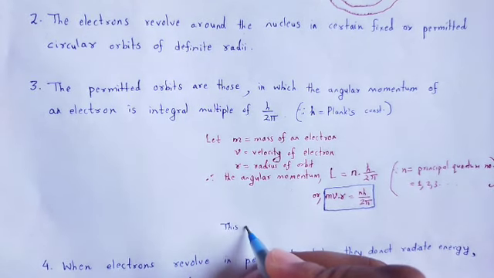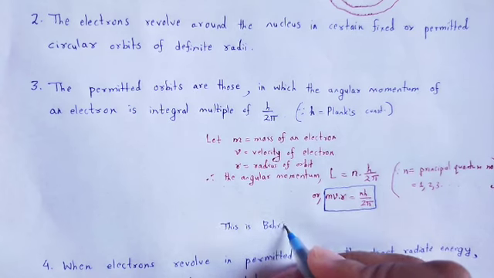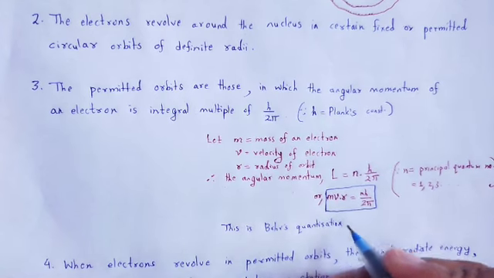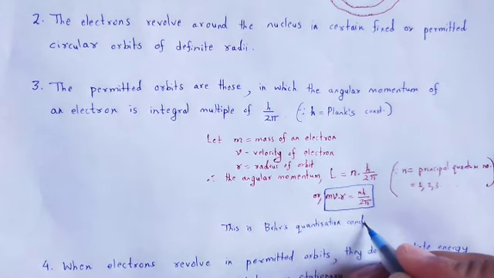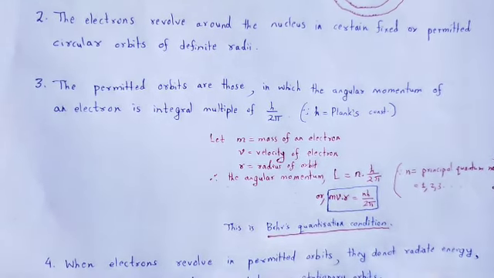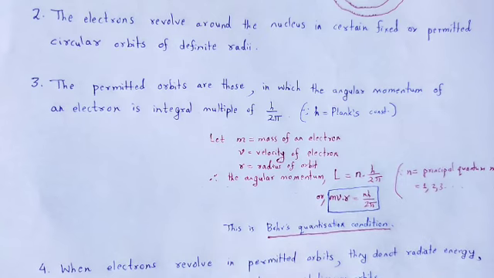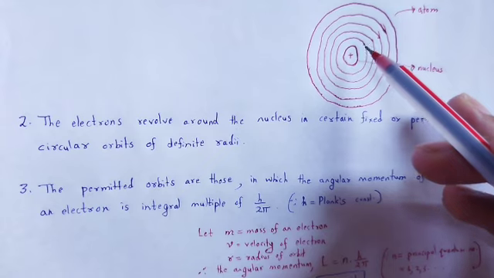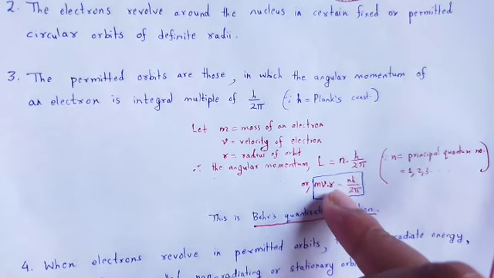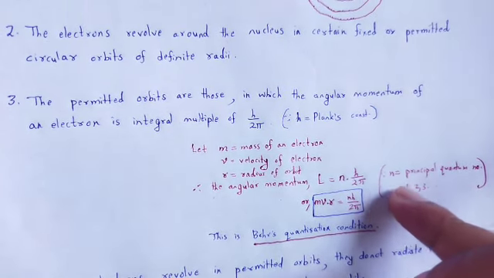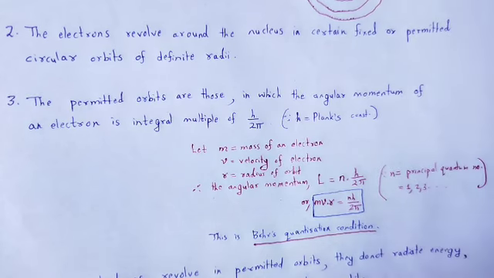Bohr's quantization condition: mvr is equal to nh by 2 pi. On the basis of that equation, we decide what the permitted orbits will be. On that basis, we decide what r1, r2, r3 are, like this, for particular orbits named n1, n2, n3, and so on.